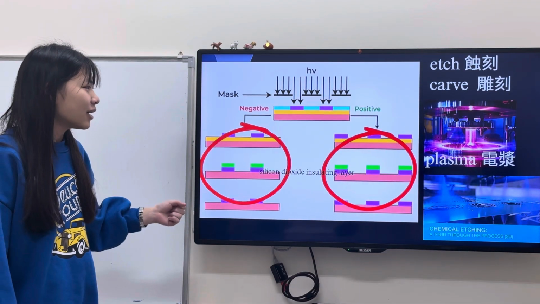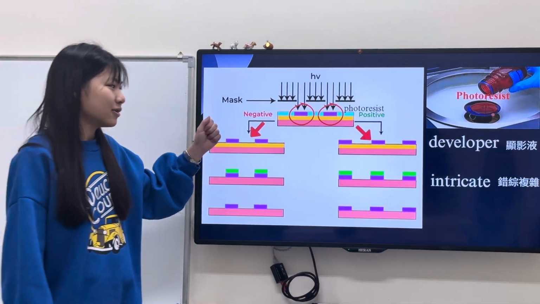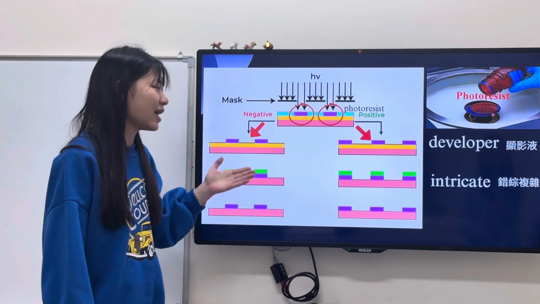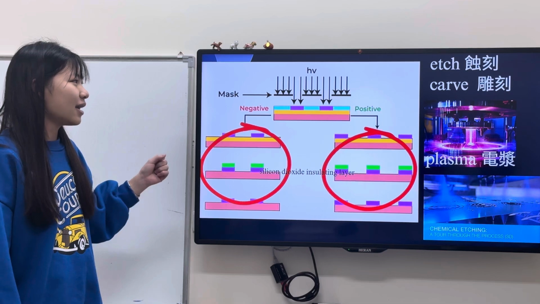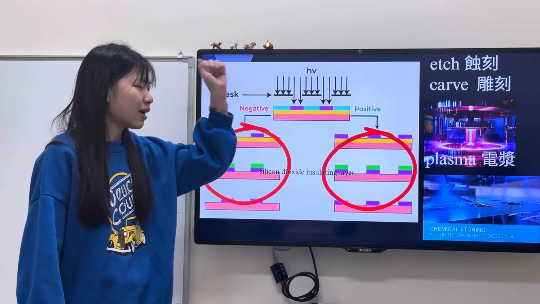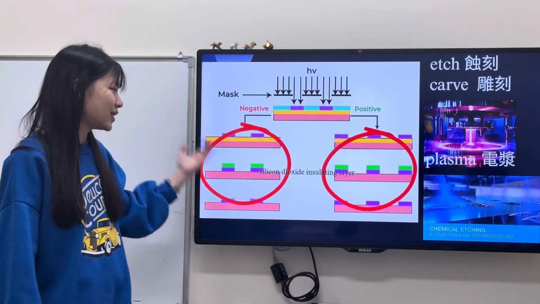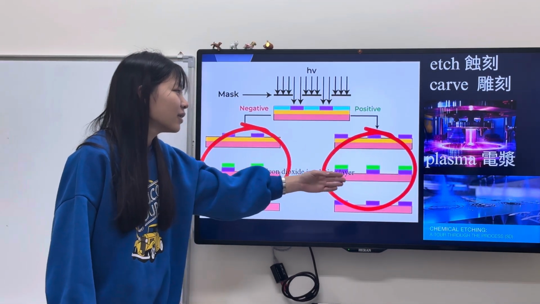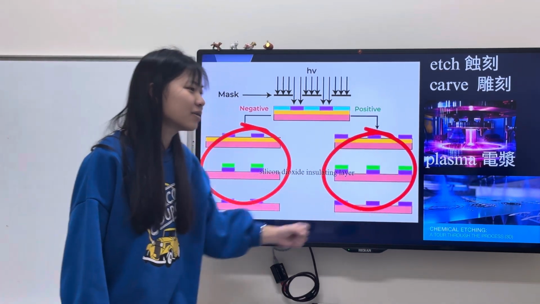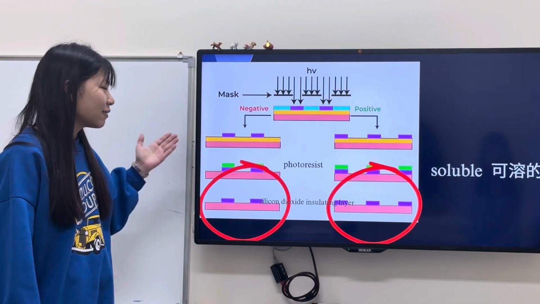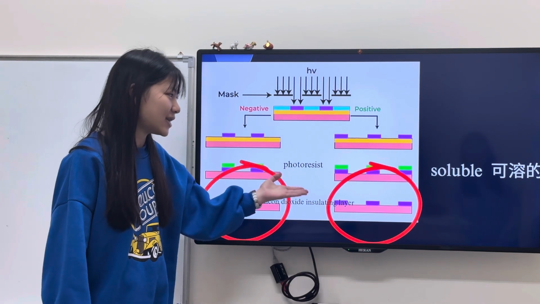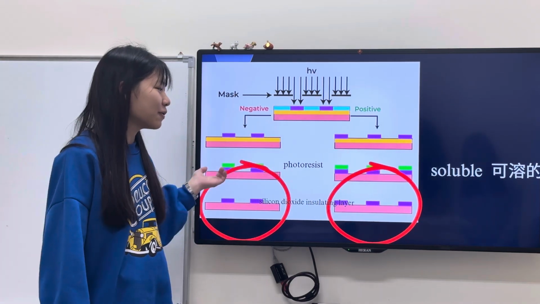and the circuit patterns would be left behind. Then people need to etch and carve the unwanted part out of the silicon dioxide insulating layer. And this would usually use plasma or chemical etching. And finally, the rest of the photoresist layer will be washed away.